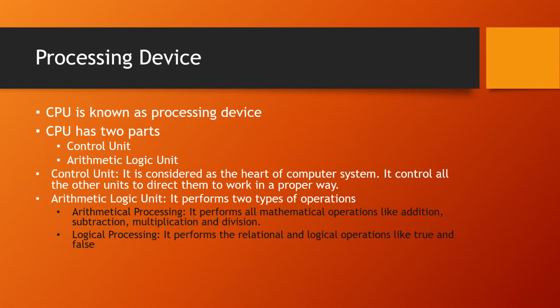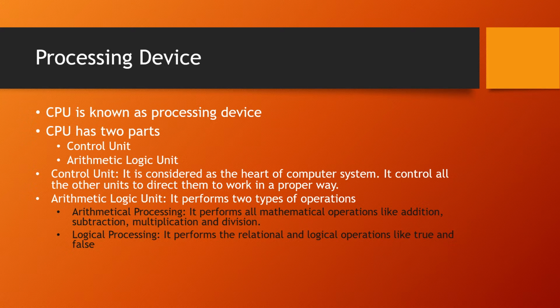Now move to the processing devices. Generally the CPU is known as a processing device, and the CPU contains two parts: control unit and ALU. ALU means arithmetic logic unit. The control unit is considered the heart of the computer system, and it controls all the other units and directs them to work in a proper way.